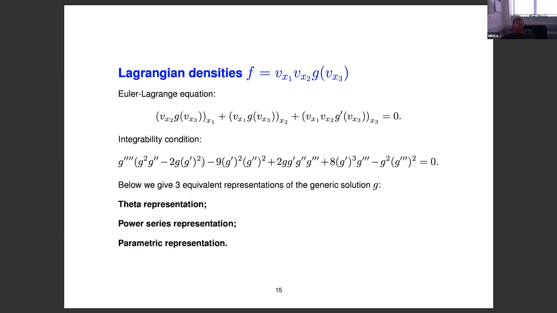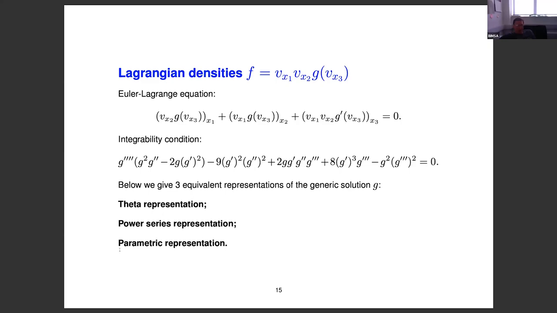And its generic solution is the Eisenstein series. So we already know one representation for this solution. It's the Eisenstein series. But I will show you two different representations, power series representation and parametric representation, right? Theta representation is precisely the formula for the Eisenstein series I showed before. So I will show you two more representations, because all of these representations work for the generic case as well, with some natural generalizations.